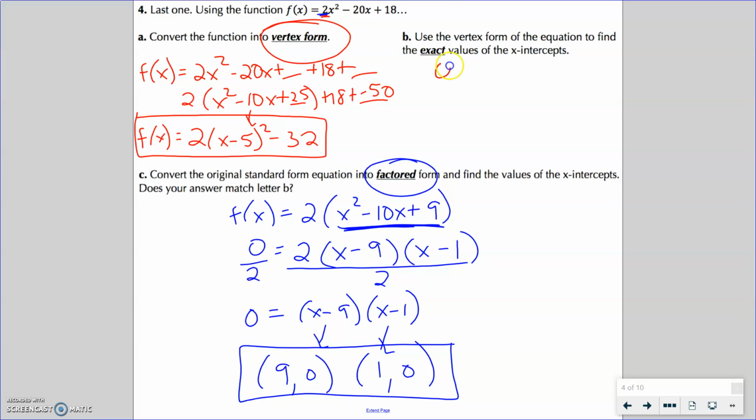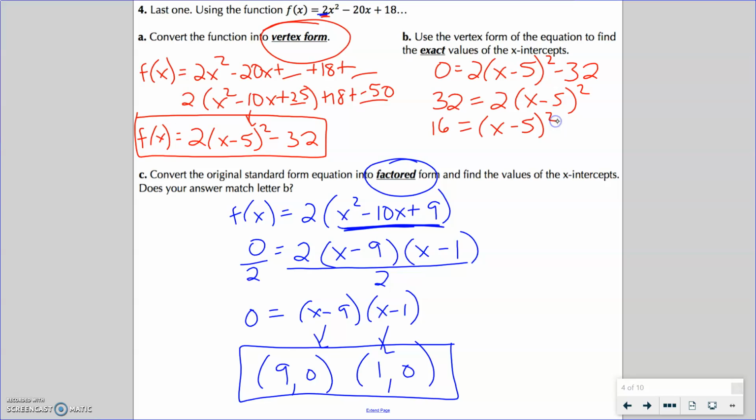All right, so I want x-intercepts, so I'm plugging in 0 for y, or in this case, f of x. So I'm going to add 32 to both sides, just like we did on the last slide. Here's the big difference right here, though, you guys. The next step on the last slide was taking the square root, but I need to get rid of that 2 out in front first. So I need to divide both sides by 2 first. So I get 16 equals (x minus 5) squared. Now I can take the square root. So the right side will just be x minus 5, and the left side will be plus or minus 4. Don't forget the plus or minus now, moving forward.